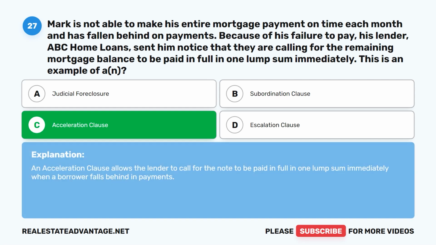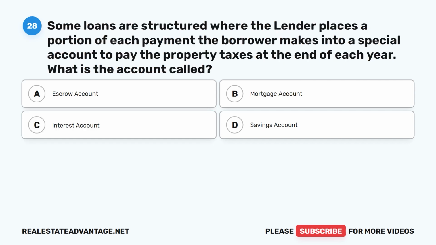Acceleration clause. An acceleration clause allows the lender to call for the note to be paid in full in one lump sum immediately when a borrower falls behind in payments.